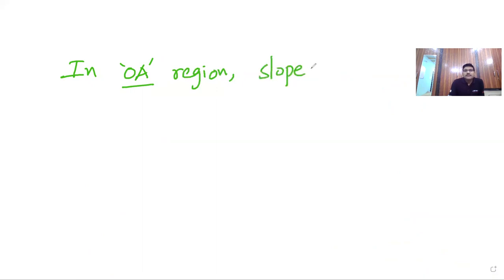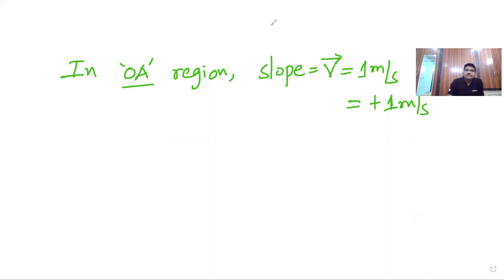slope of OA is nothing but velocity V bar. Velocity is a vector. So 1 meter per second. Is it positive or negative? We got positive, plus 1 meter per second, because velocity is a vector quantity, direction is also very important. It is a positive velocity. Is it clear?